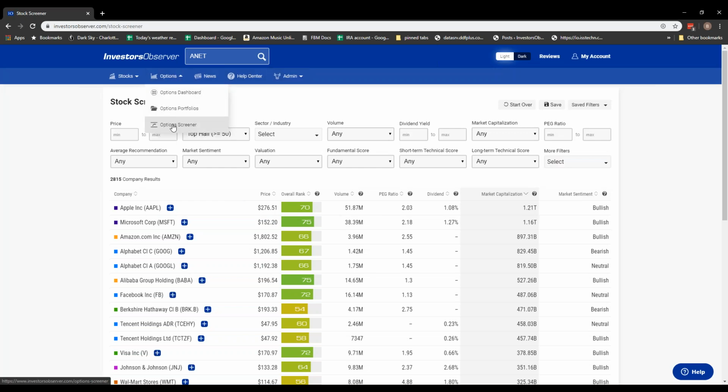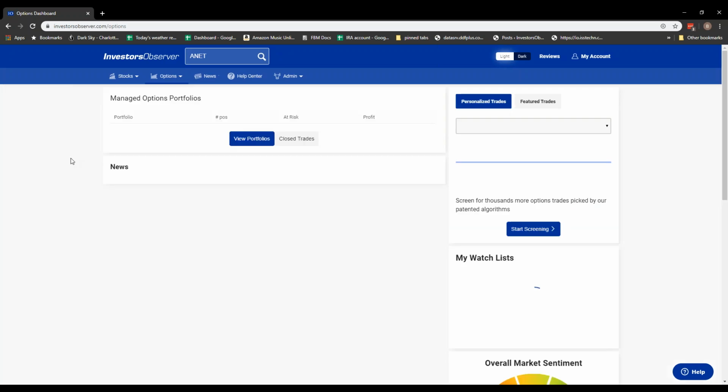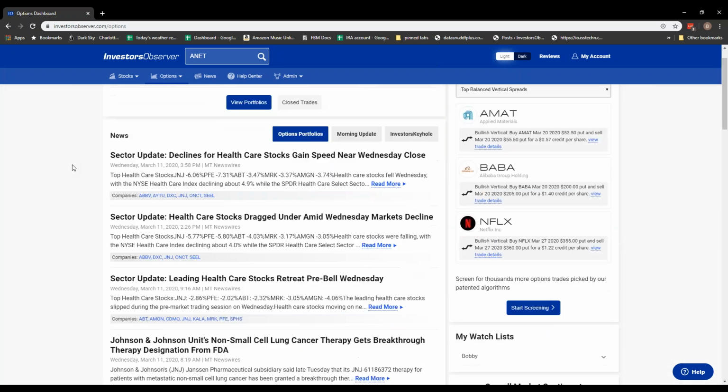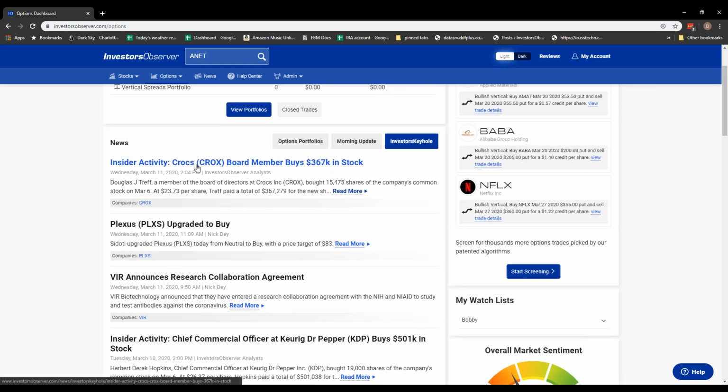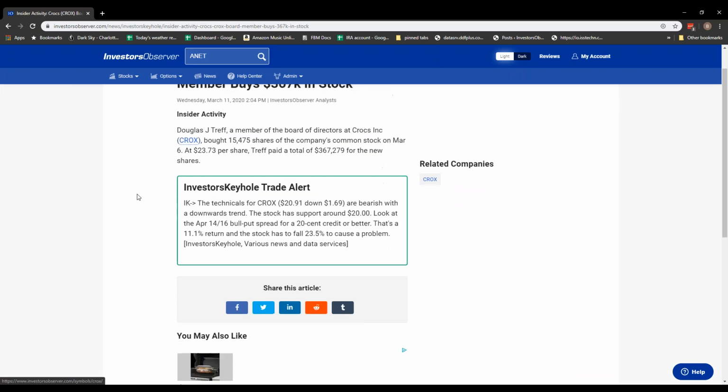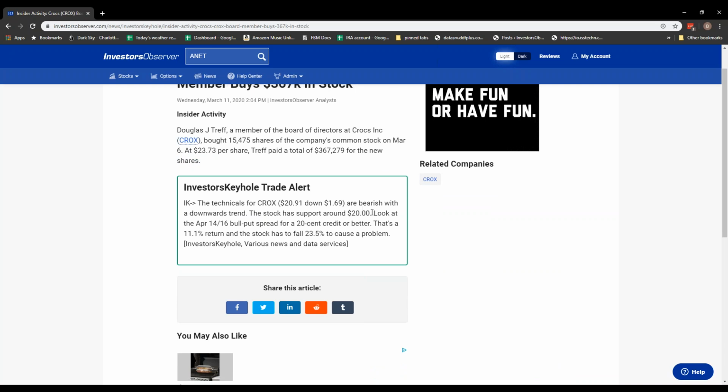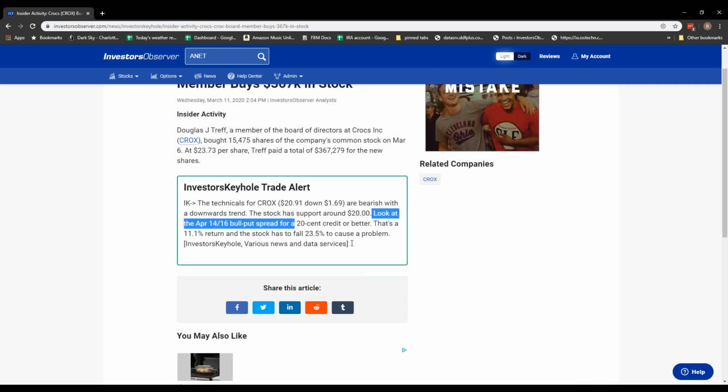So let's go over here, and we'll look at an investor's keyhole trade and talk about what exactly that price is. All right, so in this case, look at the April 14-16 bull put spread for 20-cent credit or better. So we're going to sell the 16, we're going to buy the 14, and the net cost, right? So we bring money in for selling the 16, we pay for the 14. The net cost of those two transactions is 20 cents.